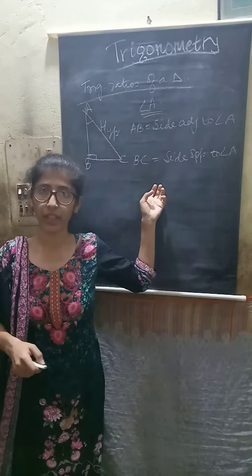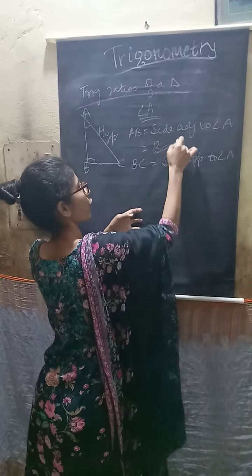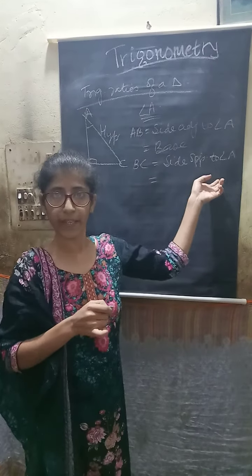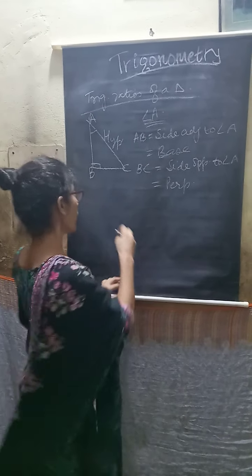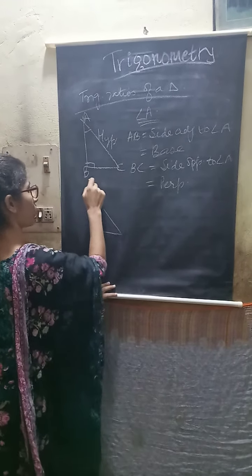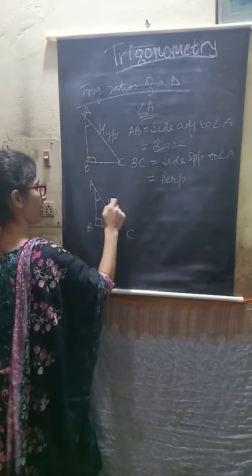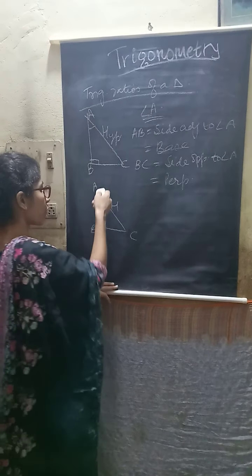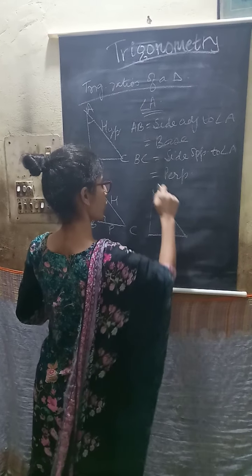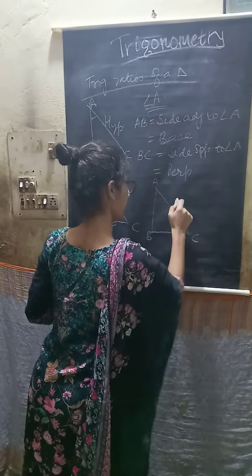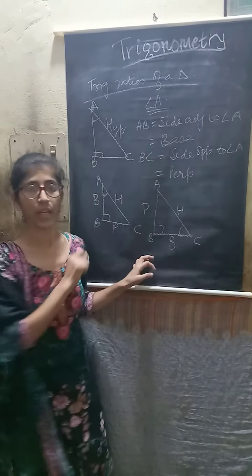So we give shorter terms for these. The side adjacent to angle A is called the base for angle A, and the side opposite to angle A is called the perpendicular for angle A. So if I show this using figures, when we work with angle A, this is always the hypotenuse. For angle A, this is base and this is perpendicular. And if we show this for angle C, this is hypotenuse, this will be base and this will be perpendicular.